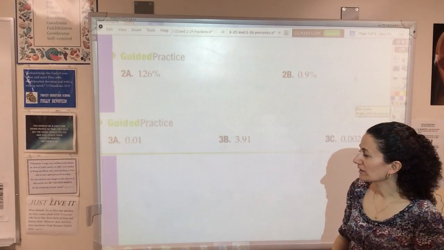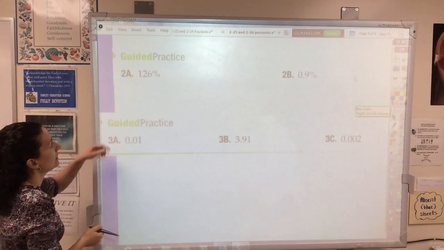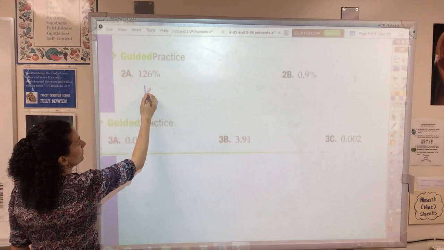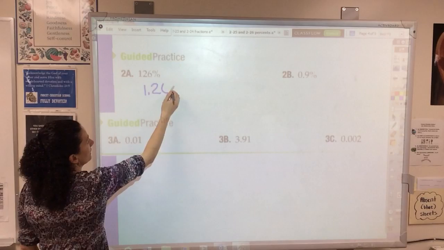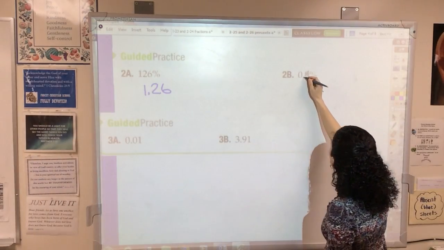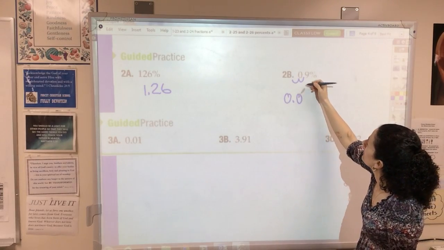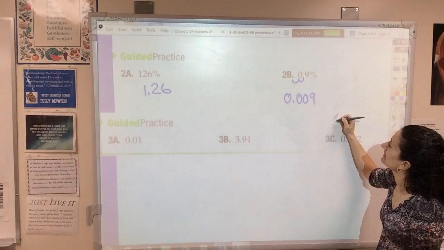Okay, let's check your work. Hopefully you found these pretty simple if you followed the steps. 126% is 1.26. Move the decimal backward. 0.9%, 1, 2, is going to be 0.009.